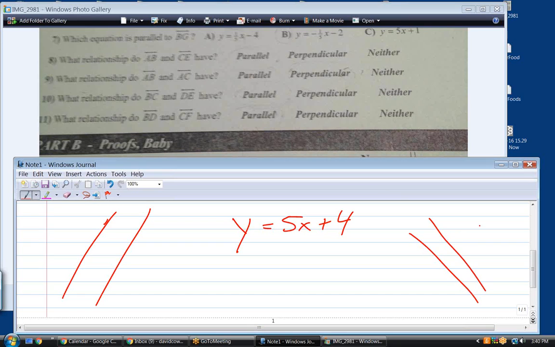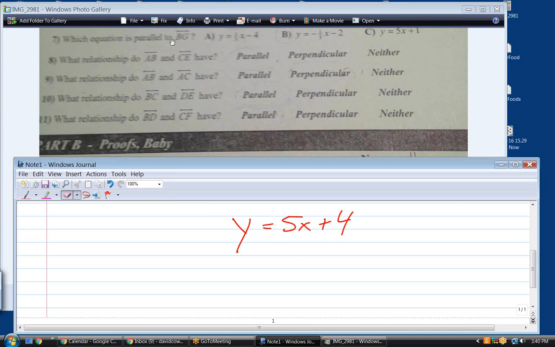If they are perpendicular, then they have the negative reciprocal slope. That's the only two things that they're ever going to ask you about: parallel lines and perpendicular lines. Anything else is neither. So just remember, parallel is the same slope. Perpendicular is the negative reciprocal.